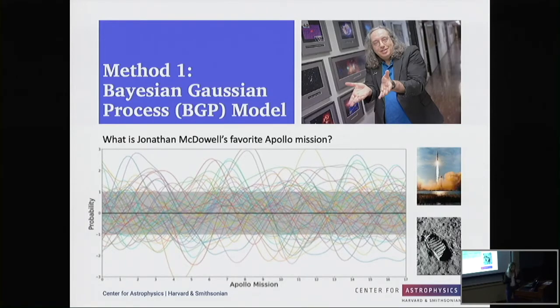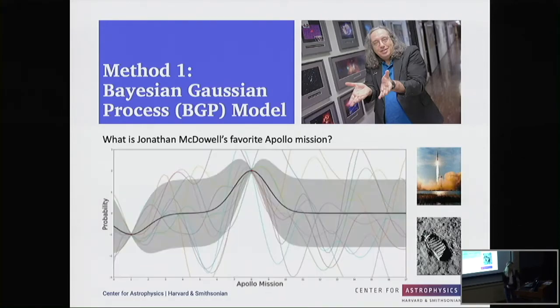Assuming we have no prior beliefs about what Jonathan's favorite mission is, our best guess for our mean is some middle at 0, and we can see that we have all these different functions that could possibly fit it because we really have no idea what the answer might be before his talk started.